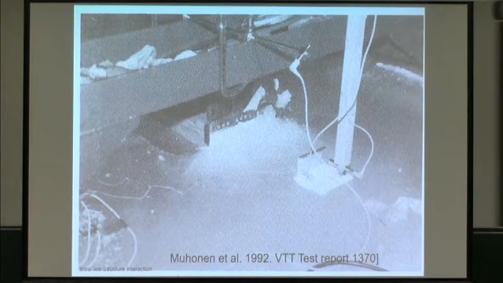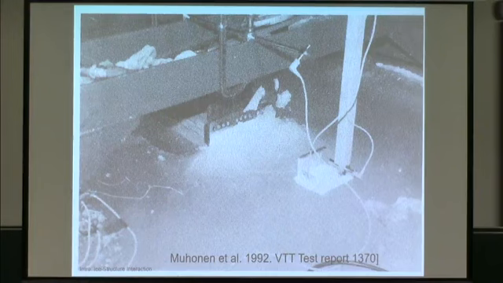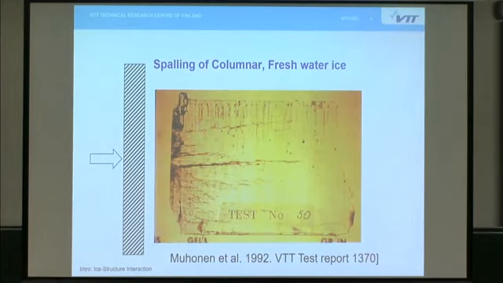This is a VTT test from 1992, pushing a flat indenter against the ice. And what was observed in those tests is that there are a lot of these horizontal cracks. And I want to point out that in fact these cracks are not just one continuous crack. They are formed of small micro cracks. If you look carefully, there is a large amount of small micro cracks.